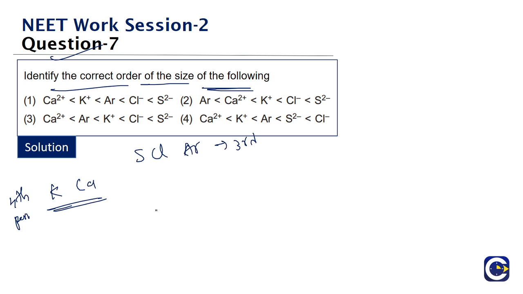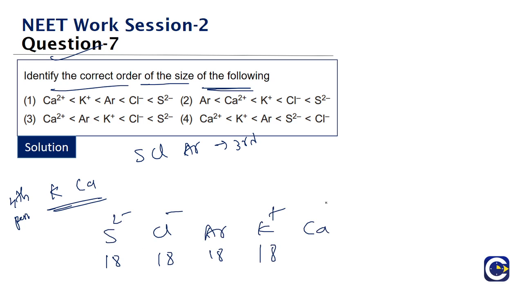If you look at sulfur, what is the atomic number? Sulfur's atomic number is 16. S2- means we are adding 2 electrons, so it will become 18. Chlorine's atomic number is 17. We add 1 electron, so it will become 18. Argon already has 18 electrons. I think you are able to understand where we are going. Potassium atomic number is 19. We removed 1 electron, so it will become 18. Calcium atomic number is 20. We remove 2 electrons, so it will become 18. So all of these are isoelectronic species.